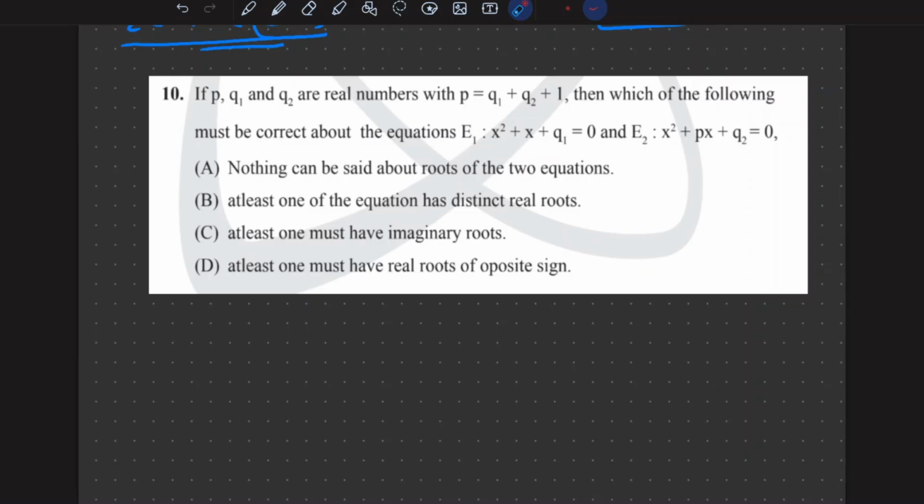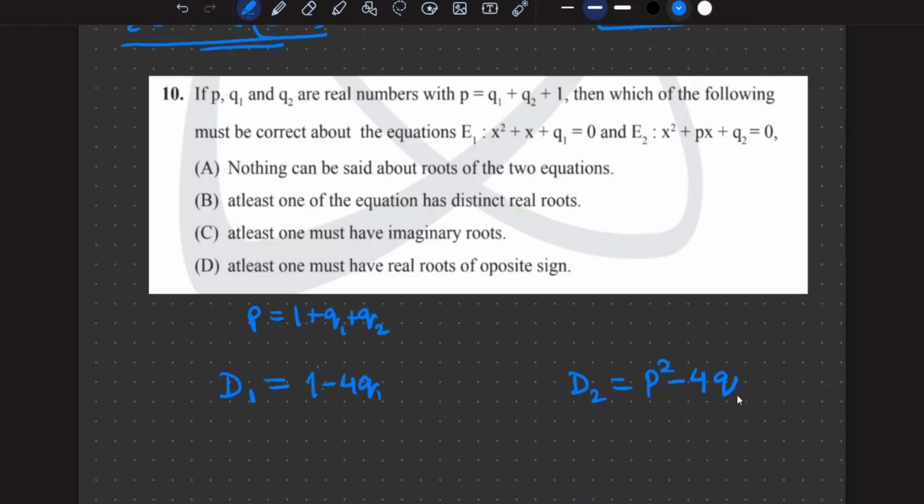So since we have to comment on the nature of roots, we'll be calculating the discriminant for each one. First of all, let us write the condition over here that P is equal to 1 plus Q1 plus Q2. Fine. So for E1, let me write the discriminant as D1, which would be 1 minus 4Q1. Let me write the discriminant for E2 as D2, which would be equal to P square minus 4Q2.